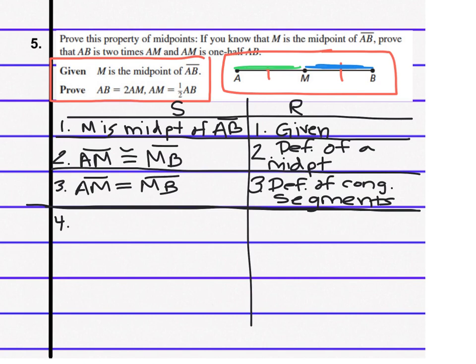Okay, line 4. What else do we know here? So we're trying to prove something about AB, that AB equals 2AM. So let's think about what we know about AB. AB is the whole line segment. That is AM plus MB, right? If we add the 2 halves, we get the whole. How do we know that? What's our reason? The segment addition postulate.